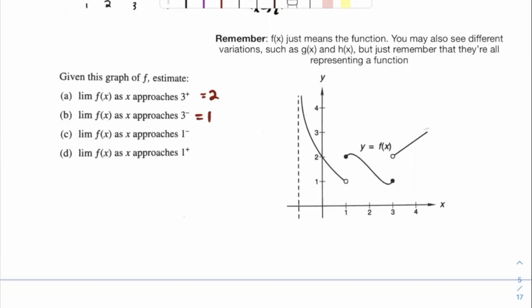Then it's asking us to do the same thing at the point 1. So first it's asking for the left-hand side limit, because this is a 1 minus. So we'll look at it this way, coming in from the left. And that leads us to this point here, 1, 1. So the limit from the left as x approaches 1 is 1. And finally, it asks us for the limit as x approaches 1 from the right. And then we come in this way, and that leads us to this point here. And so that's going to be equal to 2. Now, looking at these, we can also ask, what's the limit? Just the plain limit as x approaches 3 or as x approaches 1.